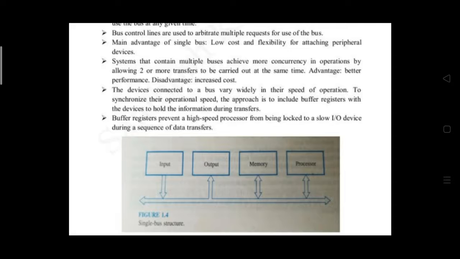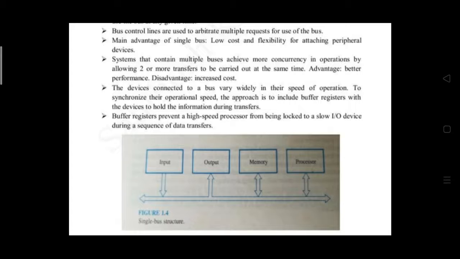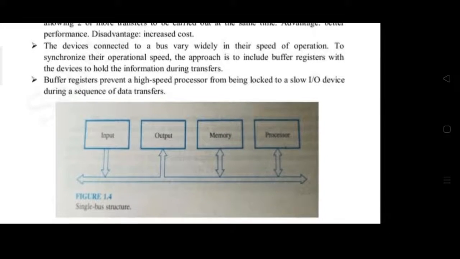To avoid that noise, we follow certain rules. In the same way that we follow rules in the real world, it is the same with respect to computer science. At a time only one unit is allowed to use the bus, to avoid the confusion or the noise. So this is the structure of the single bus.